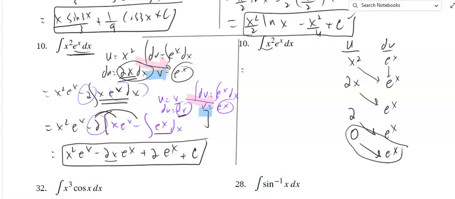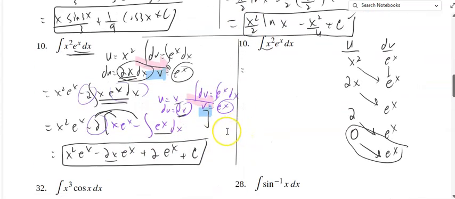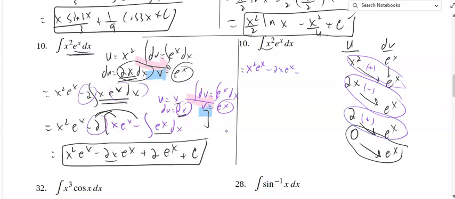To compensate for that minus, you know how you say u times v minus the integral of v du, they said, okay, this is how you do it. Start with a positive and alternate on the signs. Multiply those: x squared e to the x. Multiply those: minus 2x e to the x, and multiply those: plus 2e to the x plus c. And no need to do all of this work.